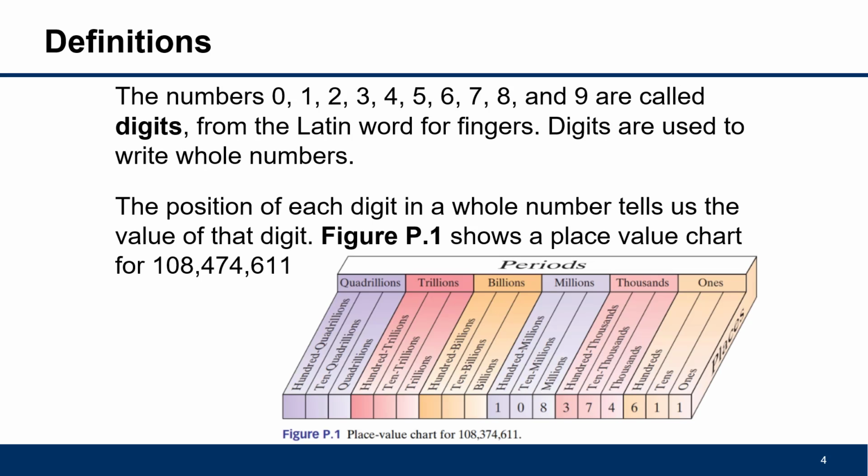However, when we talk about digits, digits is the Latin word for finger, and it means the 10 numbers 0 through 9. Those are digits. And each digit has a different name depending on the position in a number. So for instance, the figure below shows how each digit in 108,474,611 has a different name: 100 millions, 10 millions, millions, and so on.